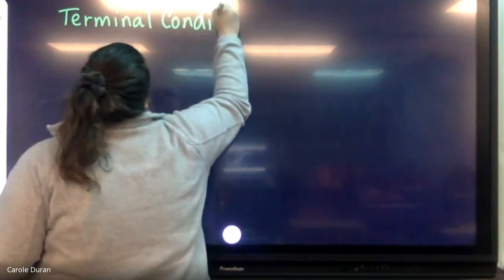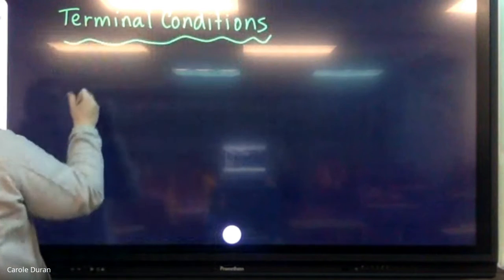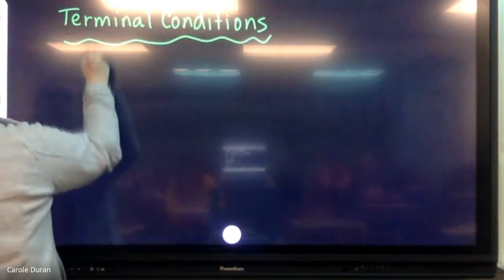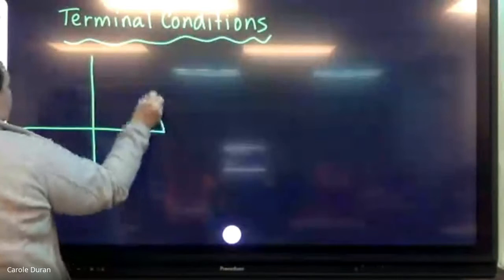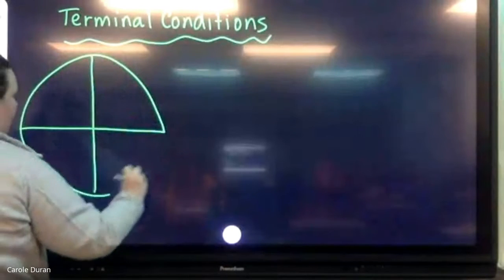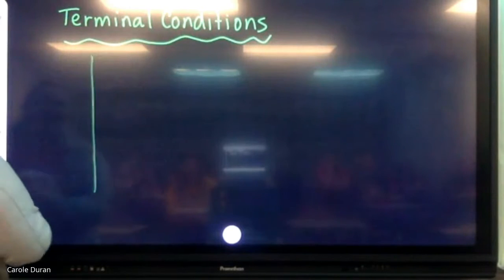And all it is now, instead of thinking about our trig functions in terms of a right triangle, we're thinking about our trig functions in terms of a circle, as if they exist at some angle on a circle.